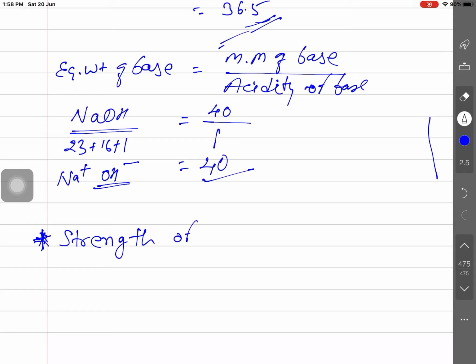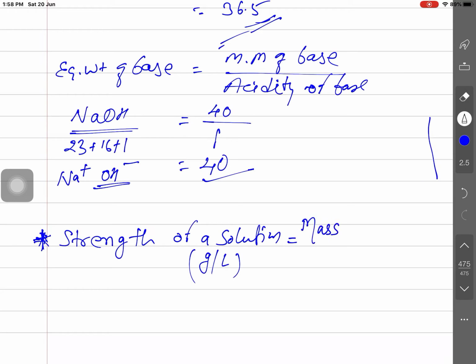Strength of a solution. Mainly this topic is used in practicals.